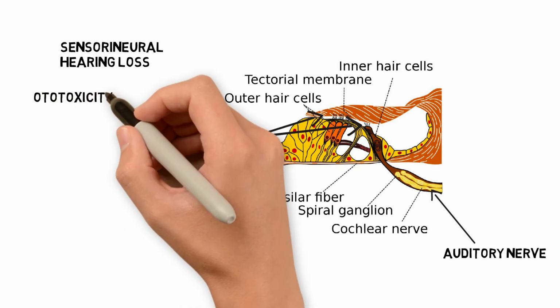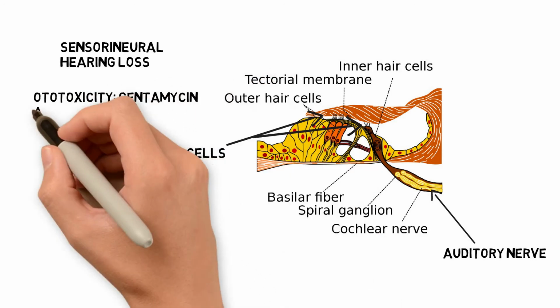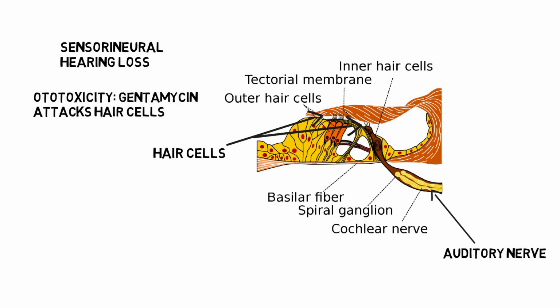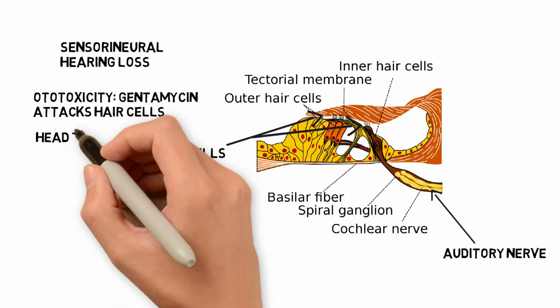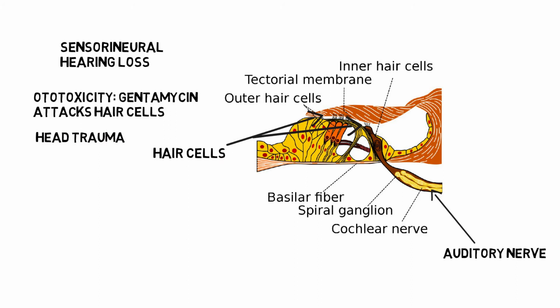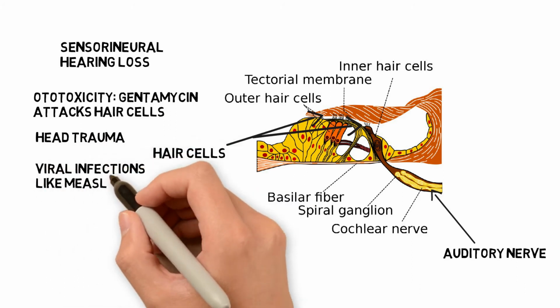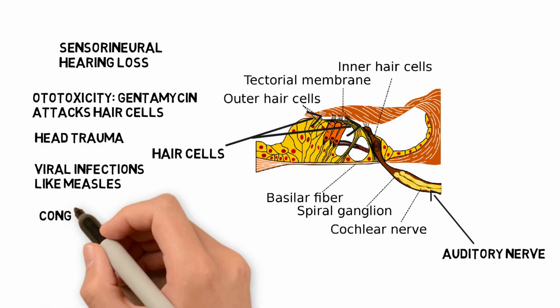Ototoxic drugs are typically antibiotics such as gentamicin. Here, the damage is to the hair cells with the poisoning of the potassium extruding cells of the outer and inner hair cells. Other causes can be from head trauma or acoustic trauma and viral infections like measles. This type of hearing loss can also be congenital.